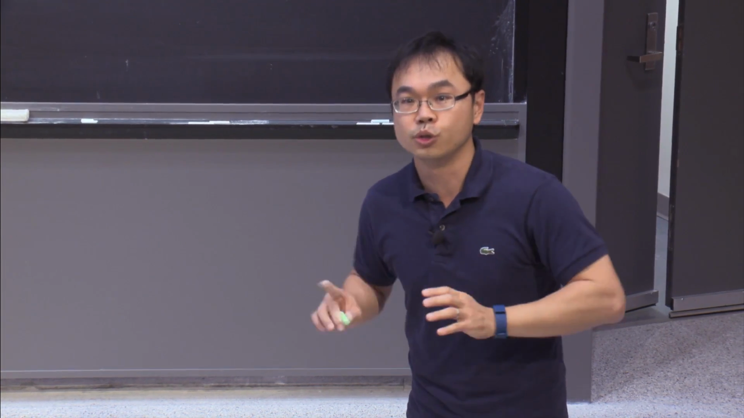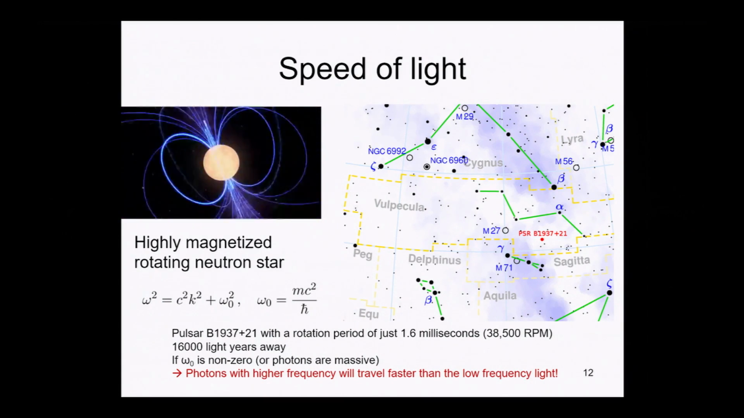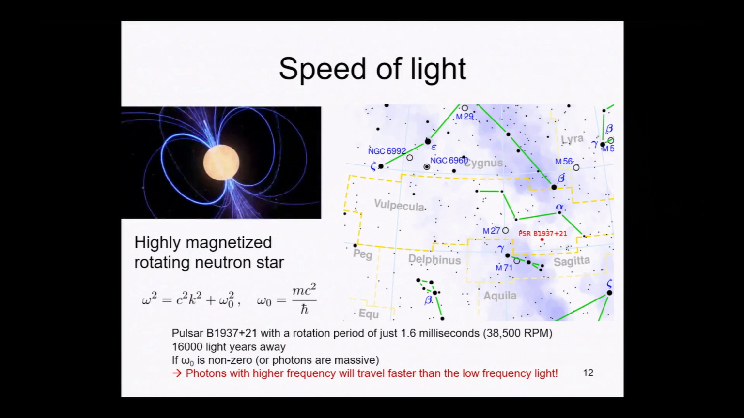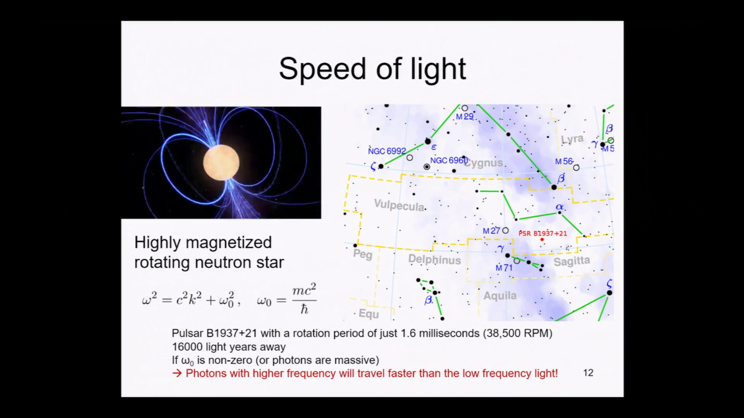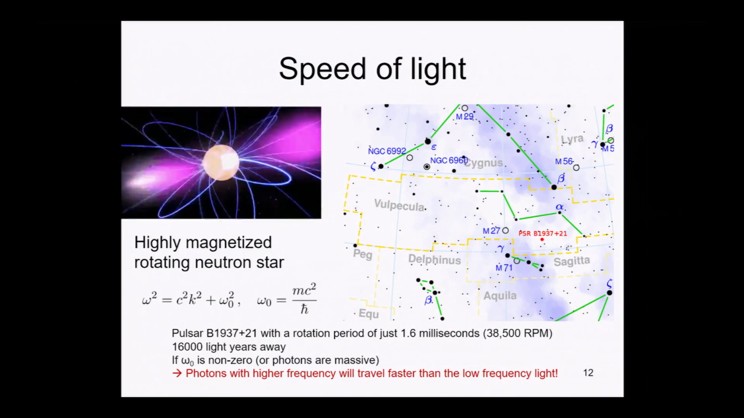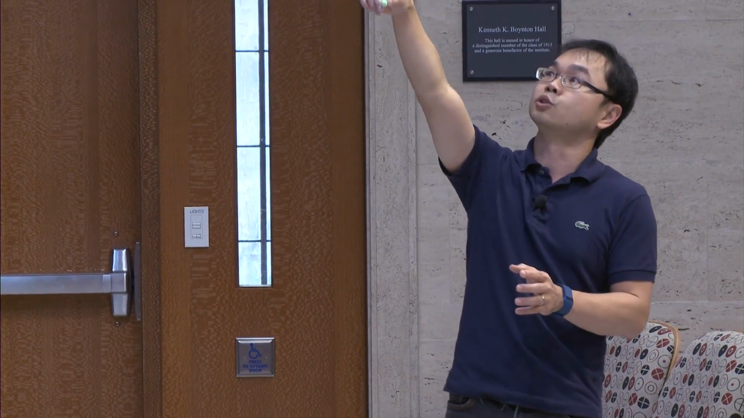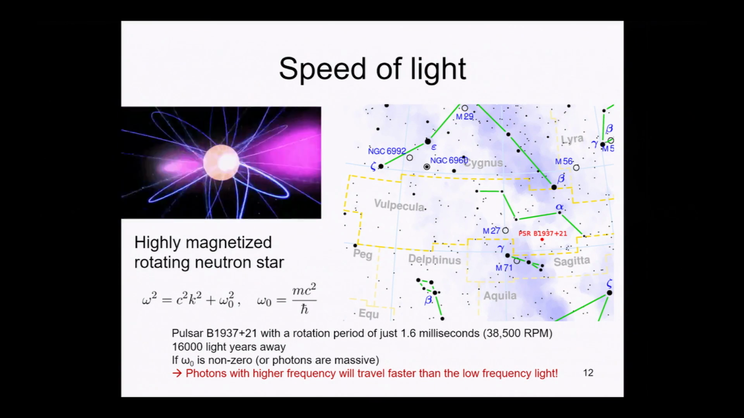Another very good piece of news is that typically those pulsars are really far away. For example, in this example, pulsar B1937+21 is a pulsar with a rotation period of just 1.6 milliseconds. And this is happening really far away from the Earth, 16,000 light years away. It's pretty close to Sagitta, and we can observe this pulsar.